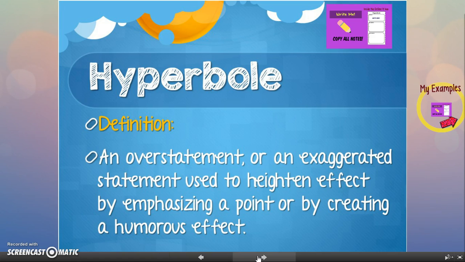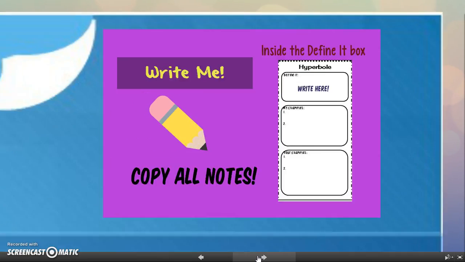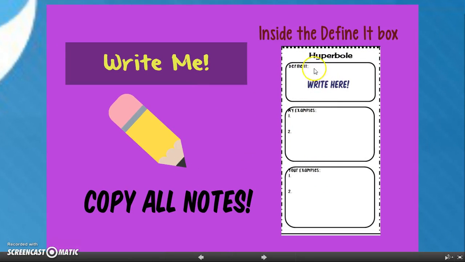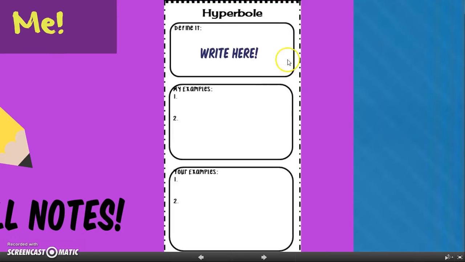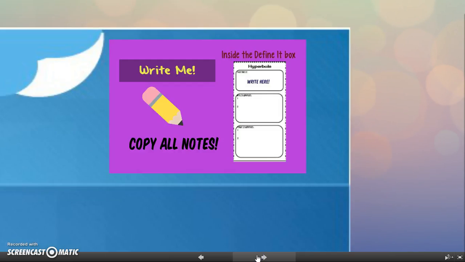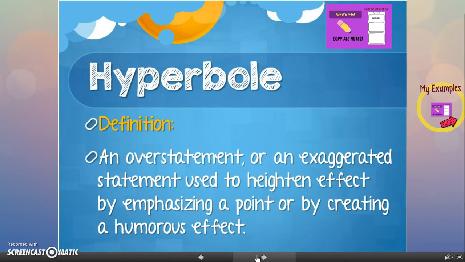So, hyperbole. The definition is written right here in the hyperbole section of the notes, and you're writing right here to define it. So there it is right there. It's looking at you, it's saying hi, hyperbole. Okay, it really is not. That's personification. If the paper was saying hi to you, that'd be personification. We're on hyperbole though. Hyperbole is an overstatement or an exaggerated statement used to heighten effect by emphasizing a point or by creating a humorous effect. So it's totally exaggerated, and sometimes it's to be funny, but sometimes it's just to prove a point.